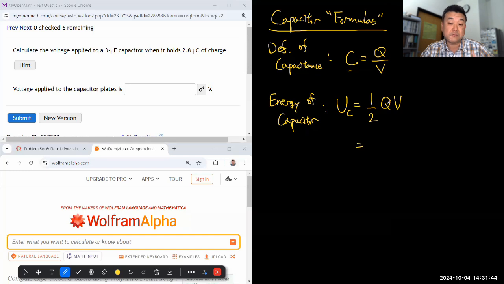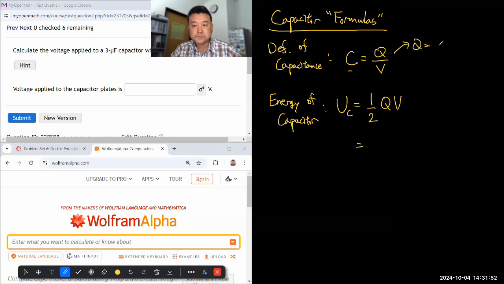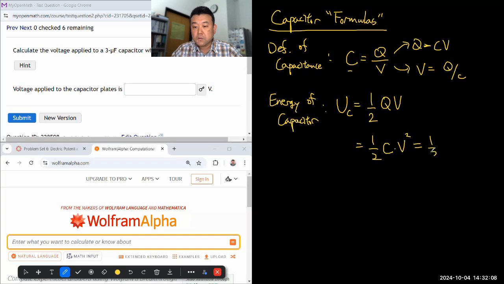So I can eliminate Q, imagining this one solved for Q. I can plug that in to eliminate Q. Then I get 1/2 capacitance times voltage squared. Or I can eliminate V by using this equation solved for V. Then I get 1/2, this time Q squared, divided by C.